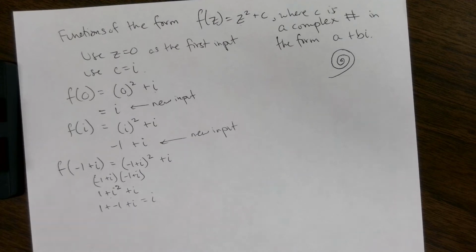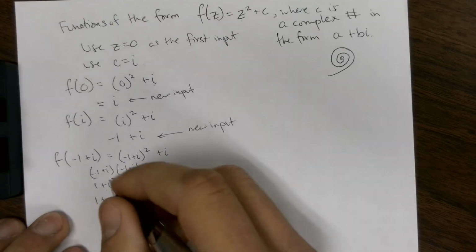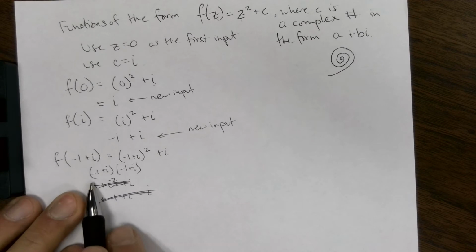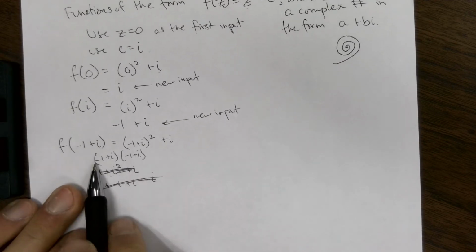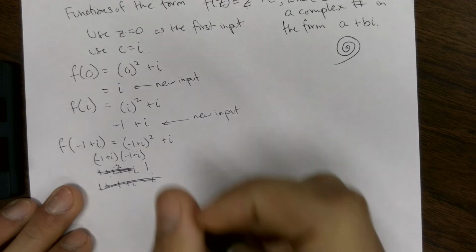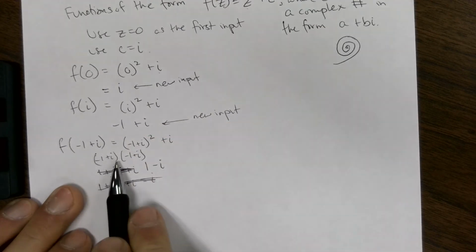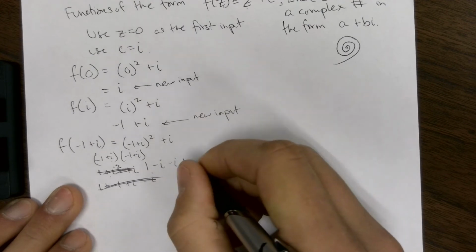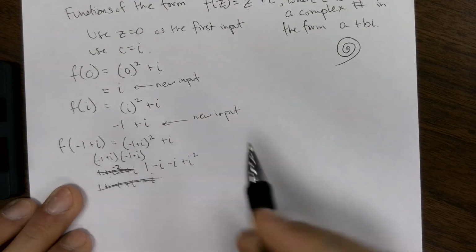Did I do that right? No, I did not do that right. I'm sorry, I forgot something here. Let's go back to this step here. -1 times -1 is 1. -1 times i is minus i. i times -1 is minus i. That's where I went wrong. Plus i squared. Plus the i on the outside.